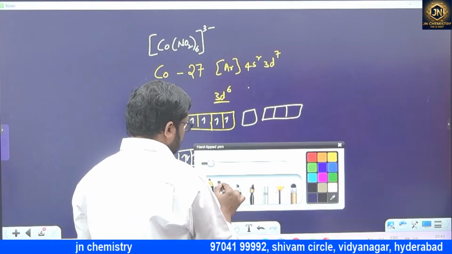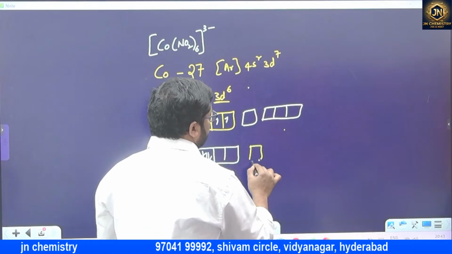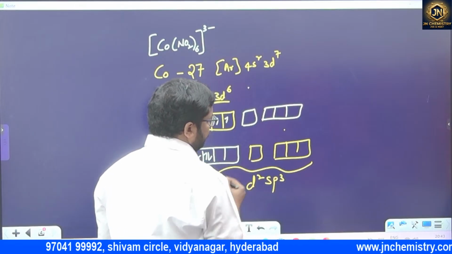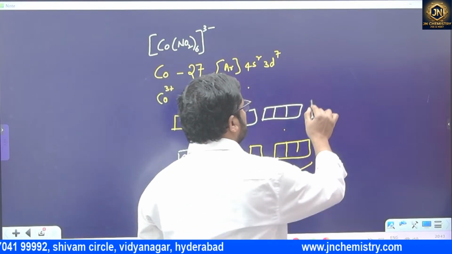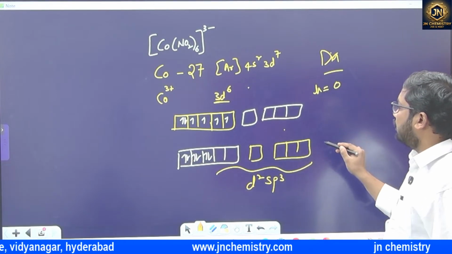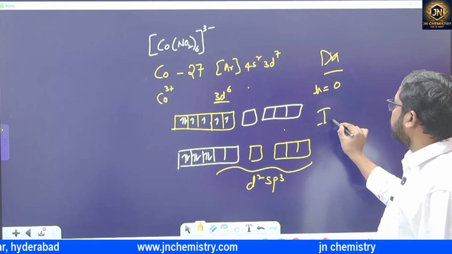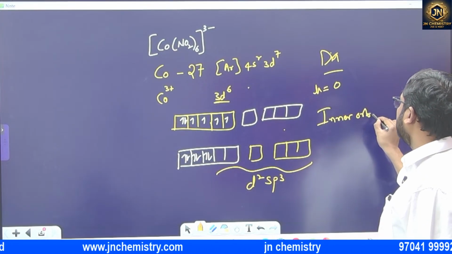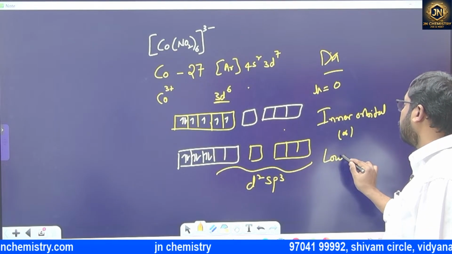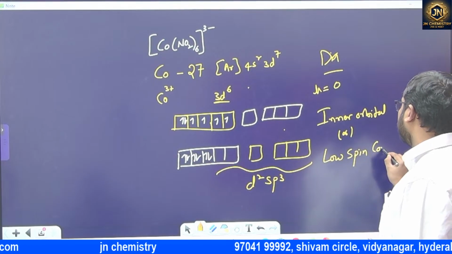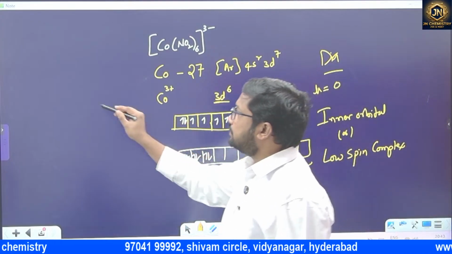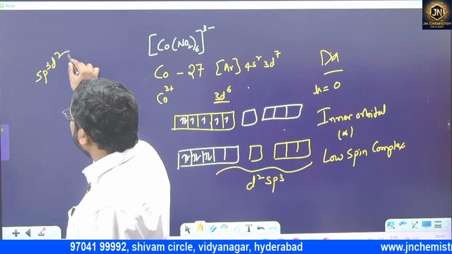So d2sp3. So diamagnetic or paramagnetic? Diamagnetic. Magnetic moment equals 0. Right? Inner orbital complex, or low spin complex. I told you. d2sp3 inner orbital or low spin complex. sp3d2. Hello. Outer orbital complex.